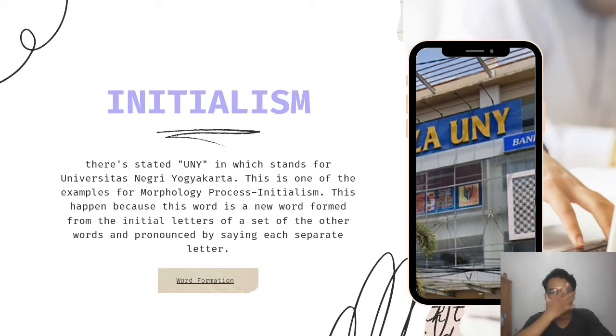So the last one is initialism. There is stated UNY, which stands for Universitas Negeri Yogyakarta, in this picture. This is one of the examples of the morphology process initialism. This happened because this word is a new word formed from the initial letters of a set of other words and pronounced by saying its separate letters.